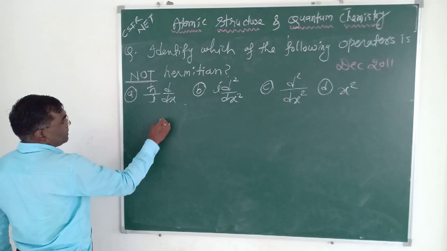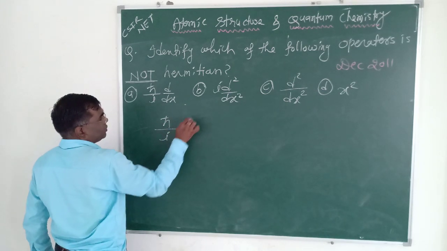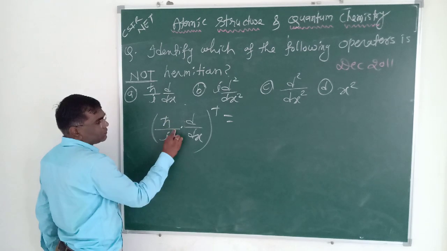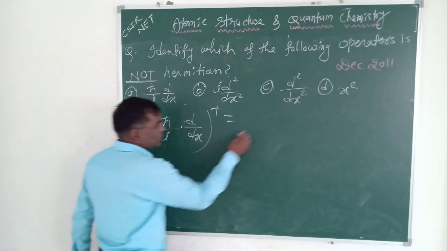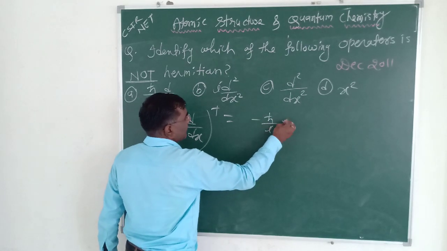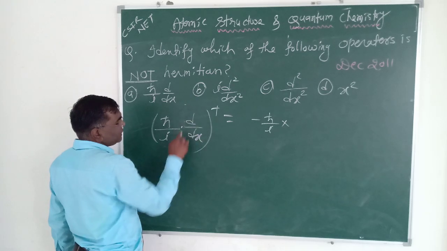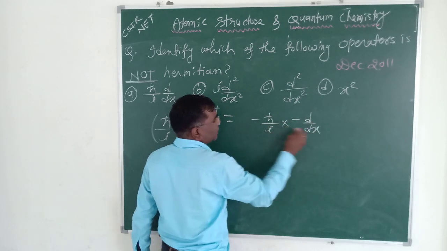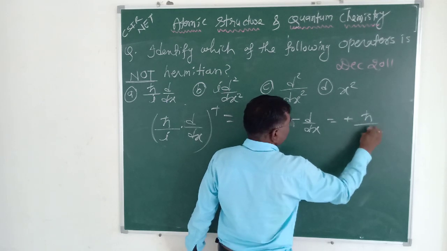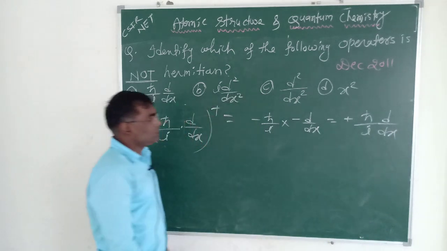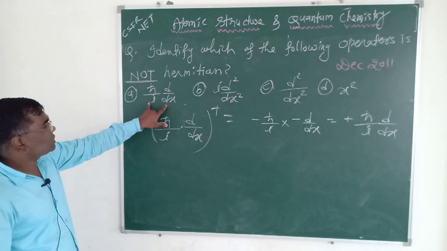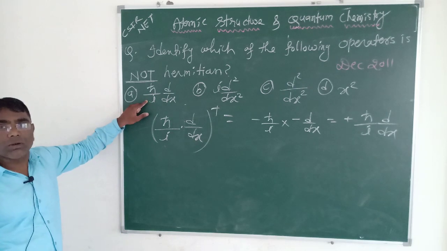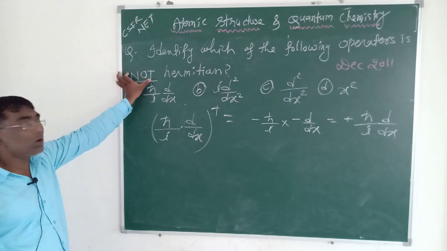Check this option: h cross i into d by dx, whole dagger. Here the constant is treated as its conjugate, so it will be equal to minus h cross i into the dagger of d by dx, which will be the negative of d by dx. So negative negative is positive, so it is plus h cross upon i into d by dx. This is the same as option A, so it is a Hermitian operator, and we have to find which is not a Hermitian operator.